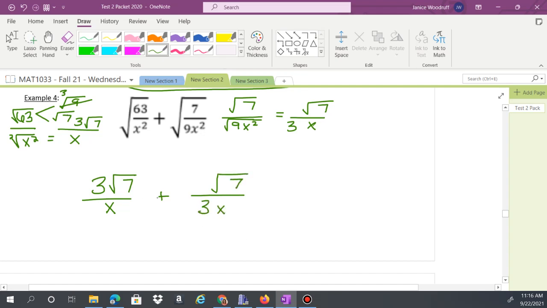Okay, when I add fractions, I need a common denominator. What would be the common denominator for x and 3x? 3x, yeah. So that means I need to take this fraction and multiply by 3. So that's going to give me 3 times 3, 9. So I've got 9 root 7 over 3x plus root 7 over 3x. Okay, I'll rewrite it so you guys can see.